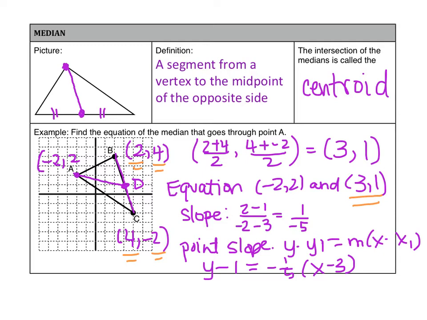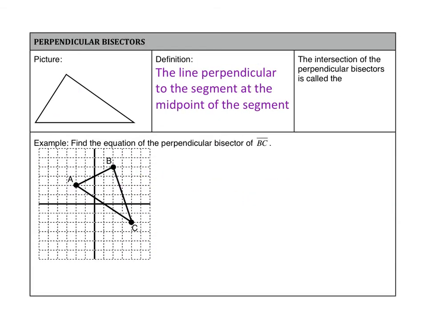When we get to finding the centroid, it's easiest to have these equations in slope-intercept form. So if we solve for y, we will get y equals -1/5 x plus 1 3/5. To find the centroid, we will continue finding the other 2 medians and figure out where those 3 lines intersect. For now, we are going to go on to the next center and figure out how to find that.